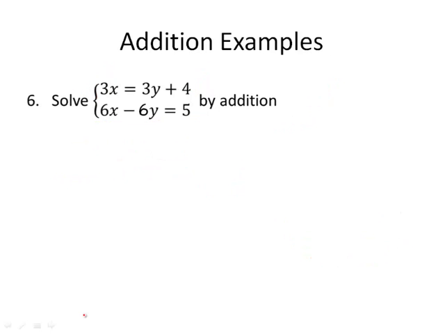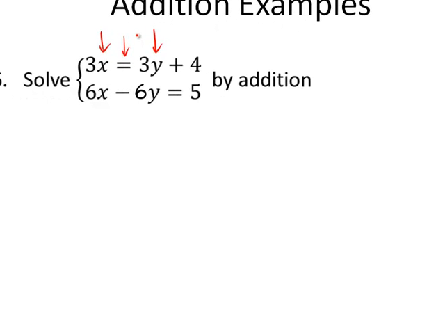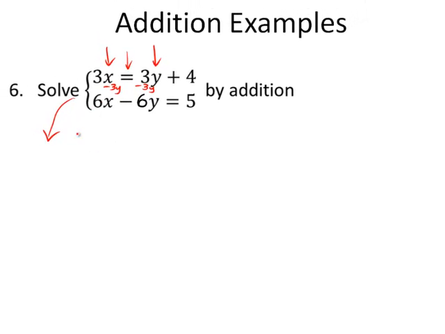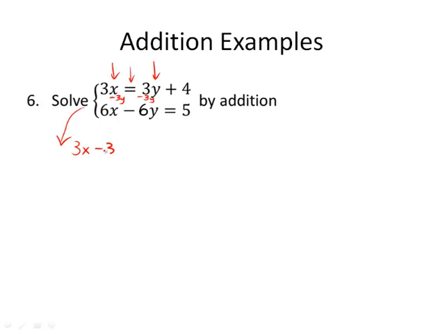Let's take a look at this example. This one looks lined up, but it's not because the equal sign is not lined up. So let's take the first equation and fix it up here. So minus 3y, we got 3x minus 3y equals 4. And the bottom equation gives us 6x minus 6y equals 5. Let's try to eliminate one of the variables.